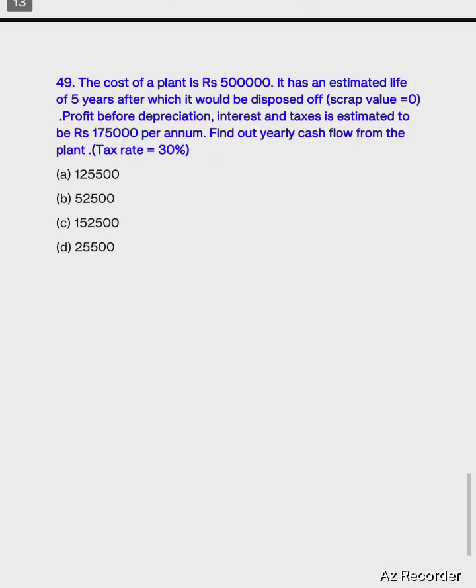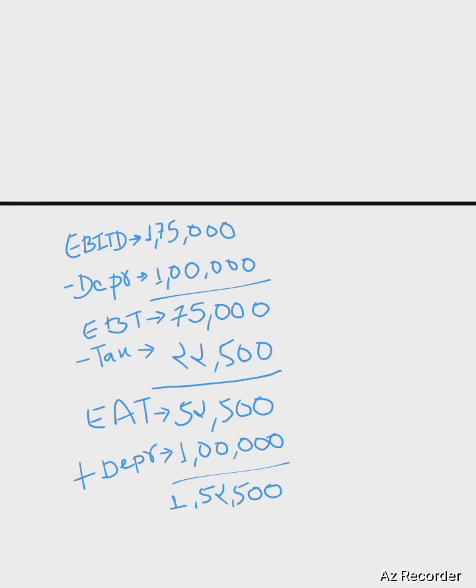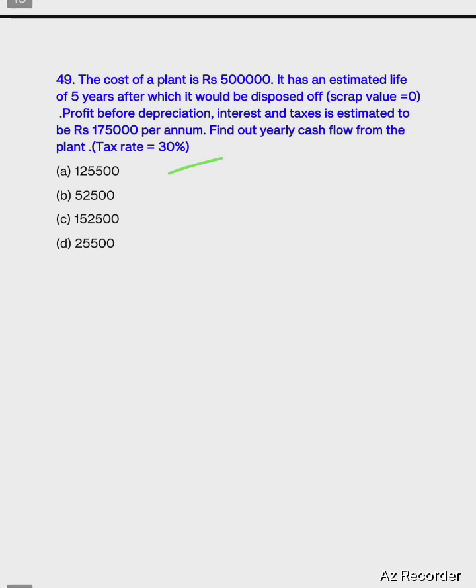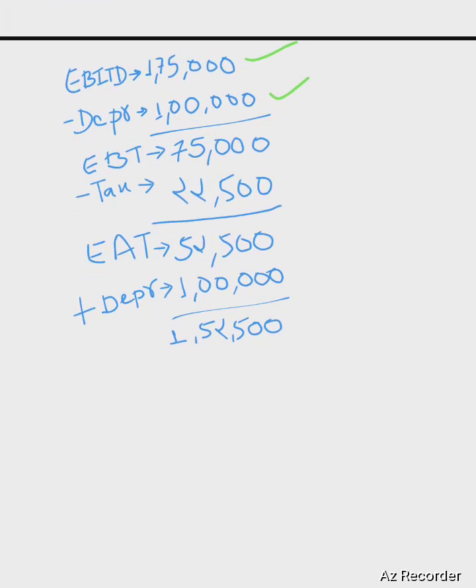Question number 49. The cost of a plant is 5 lakh. It has an estimated life of 5 years, after which it would be disposed of at the scrap value of 0. Profit before depreciation, interest, tax is estimated to be 1,75,000 per annum. Find out the yearly cash flow from the plant, where the tax rate is given as 30%. So you have been given earning before interest, tax and depreciation as 1,75,000. You reduce the depreciation, that is 1 lakh, since 5 years is the estimated life, so 5 lakh divided by 5 will be 1 lakh. Then you will get earning before tax.